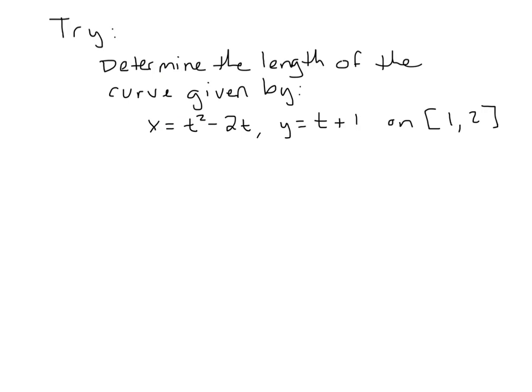So here's one for you to try. Determine the length of the curve given by x equals t squared minus 2t, y equals t plus 1 on the interval from 1 to 2. And they didn't tell you that that was the interval for t, but it's kind of implied because these are parametric equations with the parameter being t. So pause the video now, take a couple minutes to try this problem, and when you're ready to check your answer, restart.